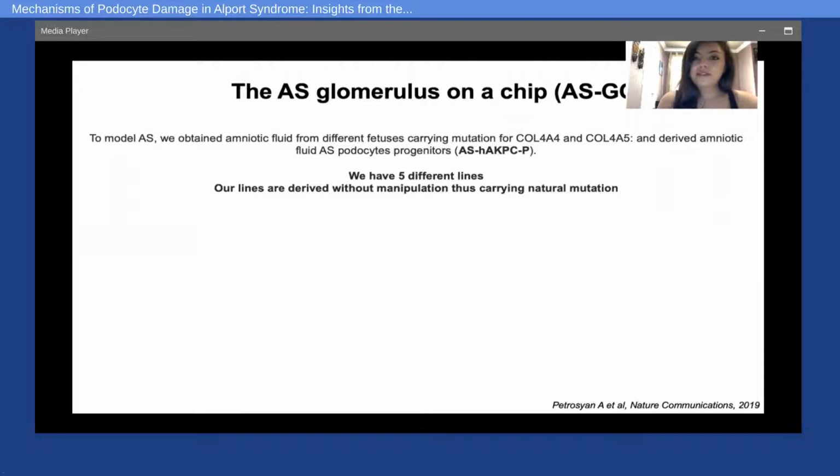So now that we have the system in place, could we create the Alport glomerulus on a chip? To model the Alport syndrome, we obtained amniotic fluid from different fetuses carrying the collagen 4 alpha 4 or collagen 4 alpha 5 mutation, and we've derived amniotic fluid Alport podocyte progenitor cells. We currently have 5 different lines, and our lines are generously donated by patients and are devoid of manipulations, thus they carry the natural mutation.